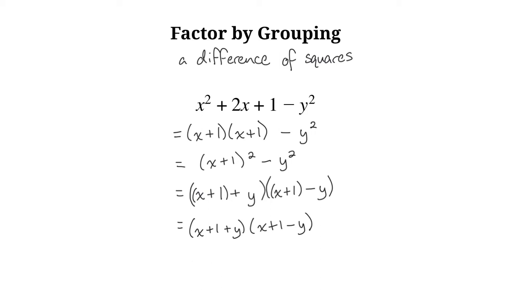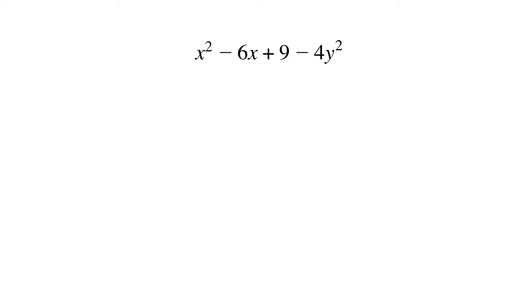That's it. So let's do another one. We have our four terms, x squared minus 6x plus 9 minus 4y squared. So let's leave that minus 4y squared alone and deal with these first three terms. Let's factor it. We can use sum and product. We're looking for two numbers that multiply to give us 9, but when we add them, we get negative 6, and that's just negative 3. So when we factor this, it's just x minus 3 times x minus 3.